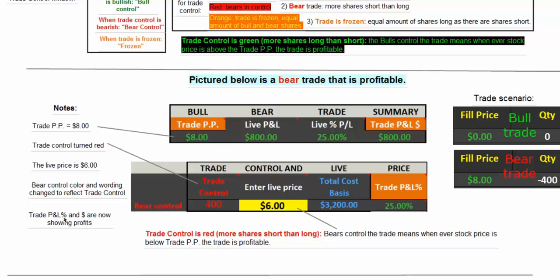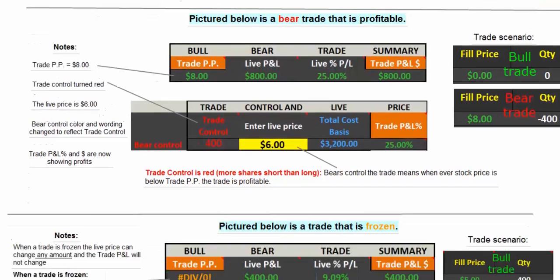The trade profit and loss percentage and number are now showing profits. And they're showing profits, as you note, because the live price is below the profit point or the break-even price. That's why we're profitable, because it's a short. Trade control is red, more shares short than long. The bears control the trade, which means whenever the stock price is below the trade profit point, the trade is profitable.